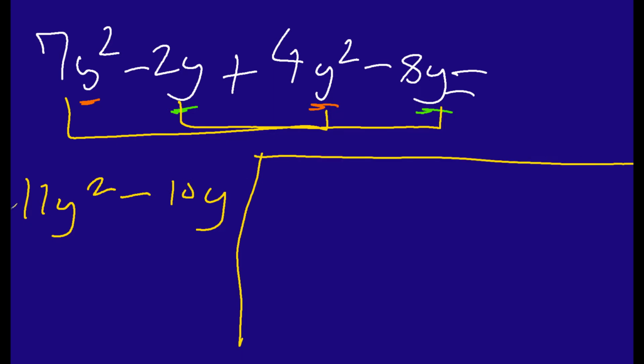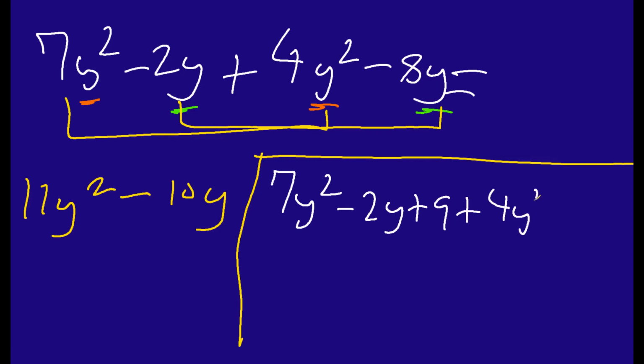Okay, so having said that, let's look at another one here. This one's a little bit more challenging, but still not too deep. We're going to add one more term, basically. And so now we have the same idea here. We have 7y squared minus 2y, but now we have a plus 9. And then we have the rest of it, which is plus 4y squared minus 8y minus 7.